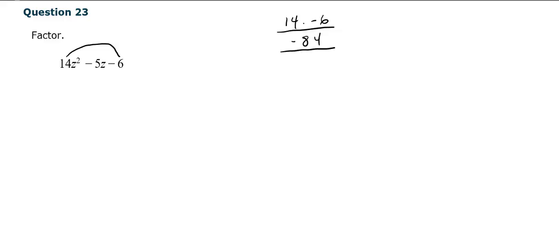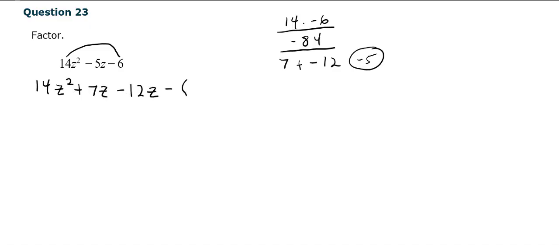So you can write down all the factors of negative 84, but to save time, the pair that adds to a negative 5 would be a positive 7 and a negative 12. Because 7 times negative 12 gives me the negative 84, and when I add the two together, it gives me negative 5. So next, I would rewrite my middle term using positive 7z and negative 12z.